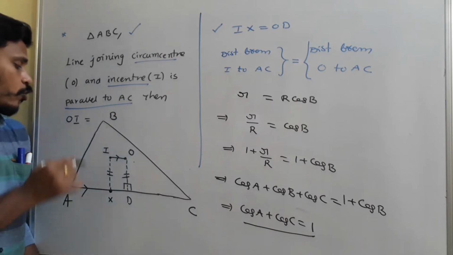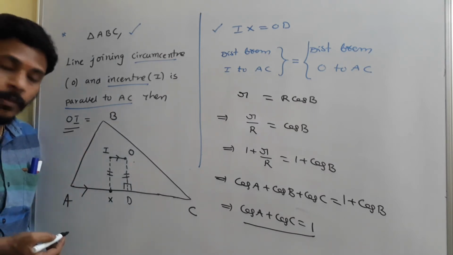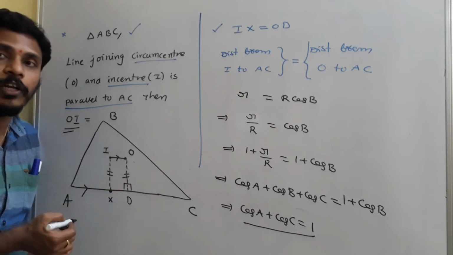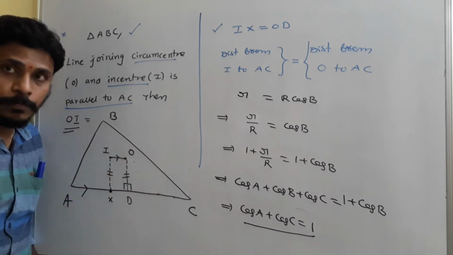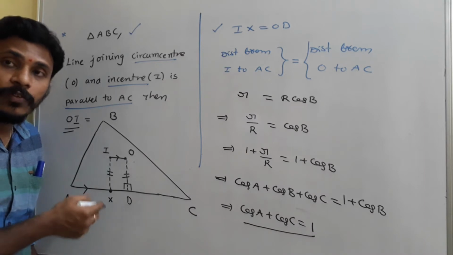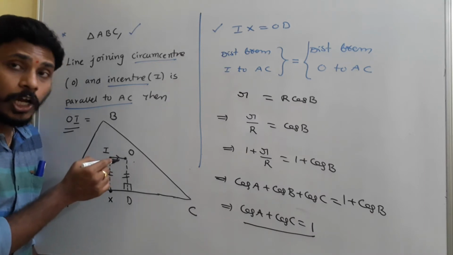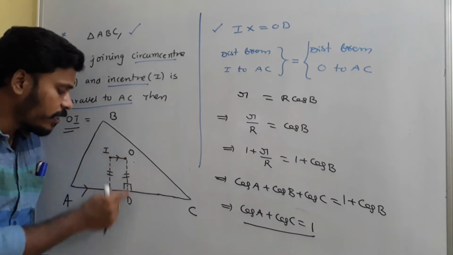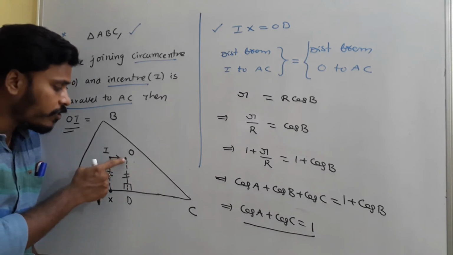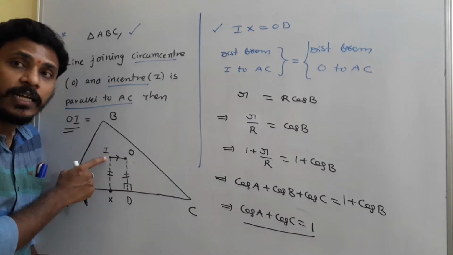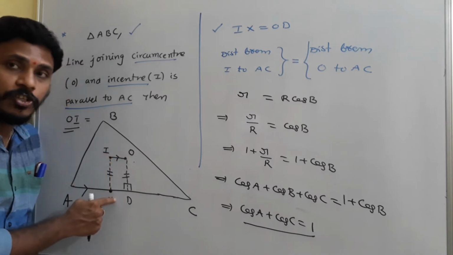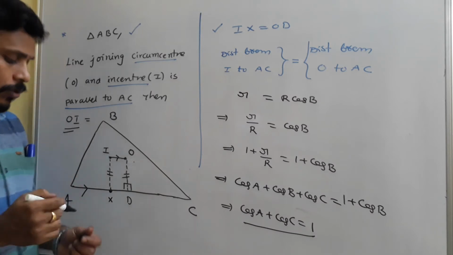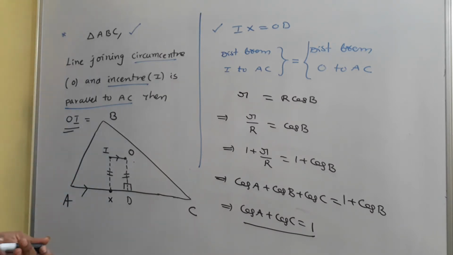But the question is to find OI, the distance from the circumcenter to the incenter. These two are parallel. This distance from circumcenter to incenter, OI, is simply nothing but XD. So that XD we need to find. Now see how to find that XD. Just have a look.